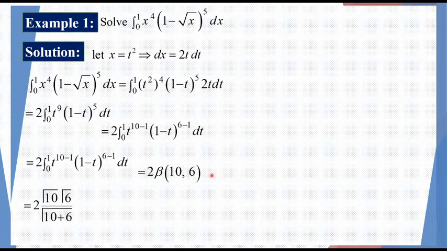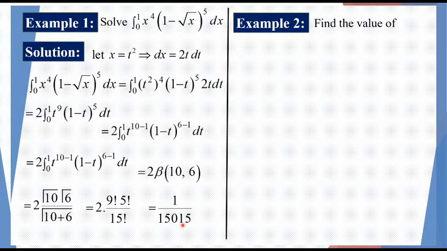or the beta function can be converted into the gamma function. So twice gamma 10 gamma 6 upon gamma 10 plus 6. Twice gamma 10 can be written in the form of 9 factorial, gamma 6 is 5 factorial, and it is gamma 16, so it can be written as 15 factorial. So opening the factorials and on simplification we get 1 upon 15,015. This is the required solution.